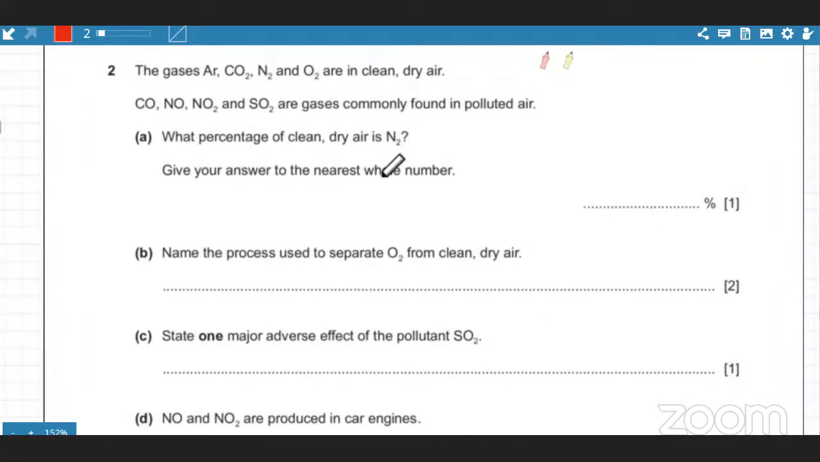The gases Ar, CO2, N2, O2 are in clean, dry air. Other gases are commonly found in polluted air, so they're all pollutants. What percentage of clean, dry air is nitrogen? Give your answer to the nearest whole number. Now, this is a fact that must be remembered. It's 78%. Name the process used to separate O2 from clean air. That's fractional distillation of liquid air.